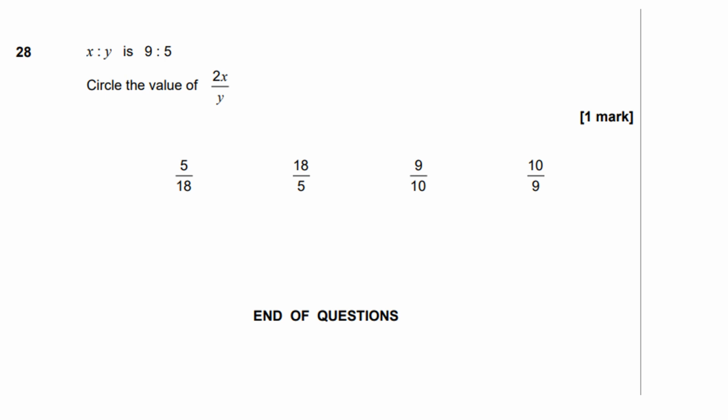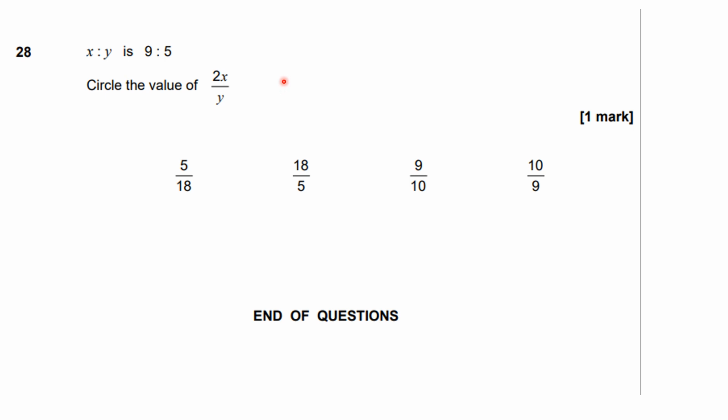So I finally got to the very last question. You'll be happy to know. So let's read through it and we'll hopefully get this last mark. So x to y is 9 to 5. So we know this is about ratio. And it says calculate the value of 2x over y.